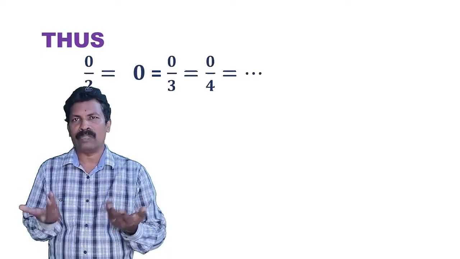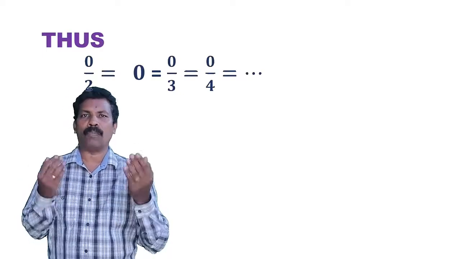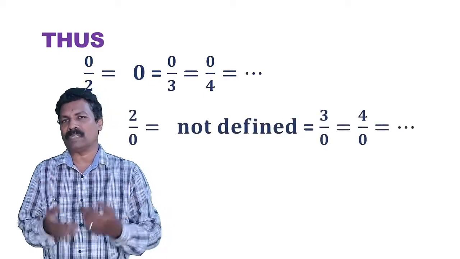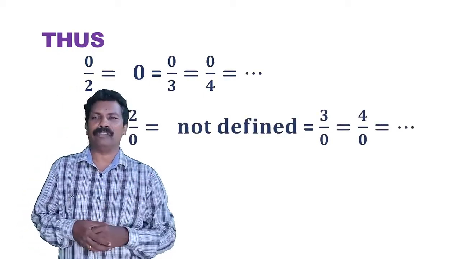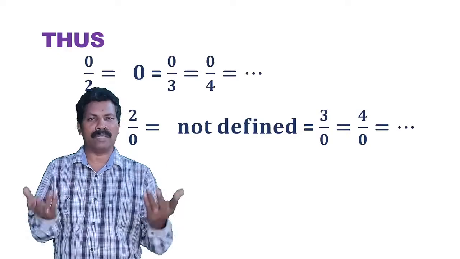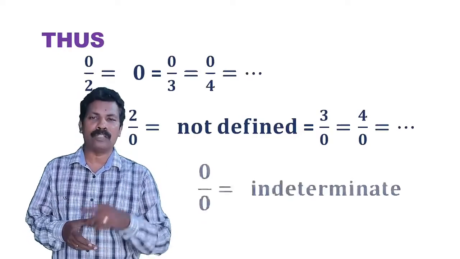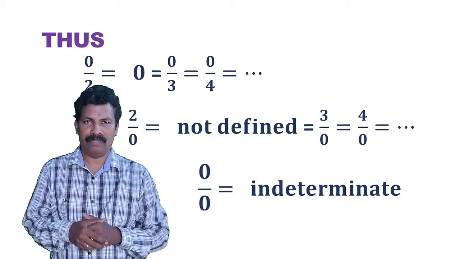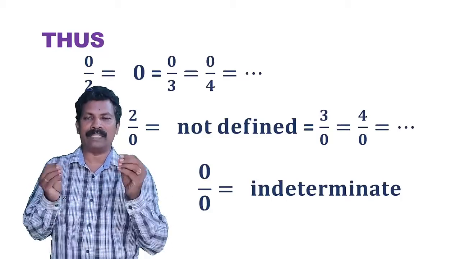Thus, 0 by 2 is equal to 0. Similarly, 0 by 3, 0 by 4, 0 by 7, etc. are all zeros. 2 by 0 is not defined. Similarly, 3 by 0, 4 by 0, etc. So, division by 0 is not defined. 0 by 0 is indeterminate. We are not certain to take a special value here.